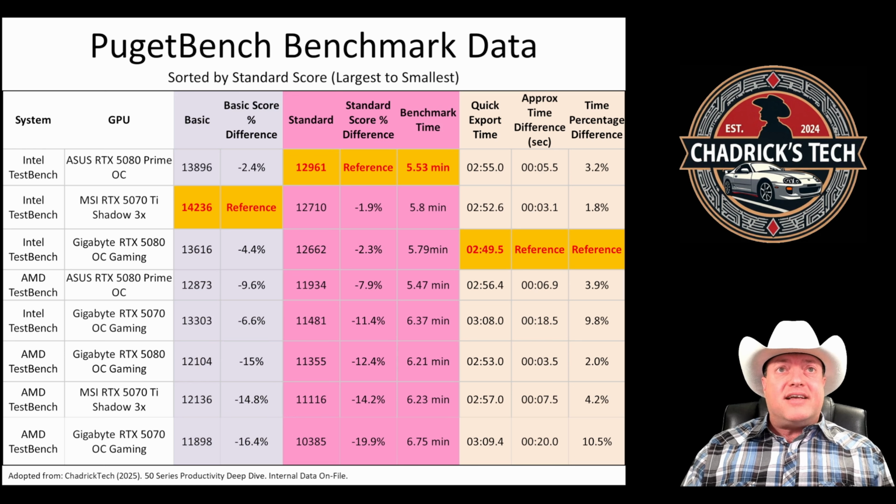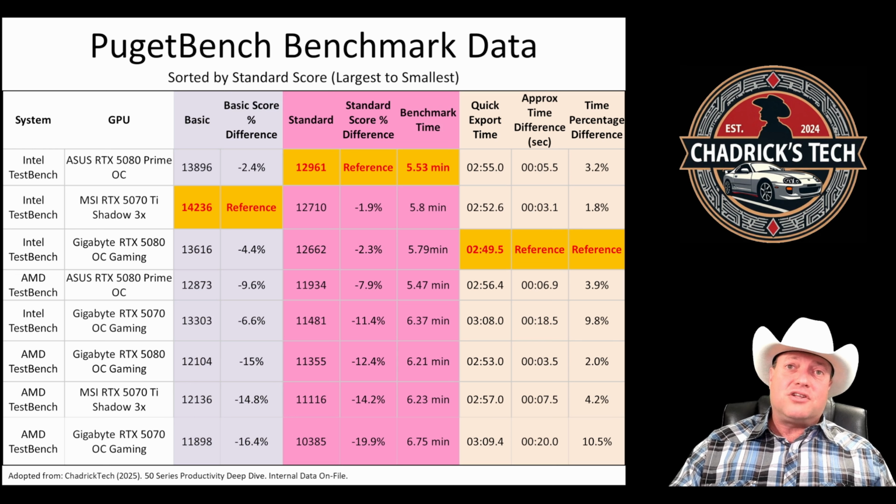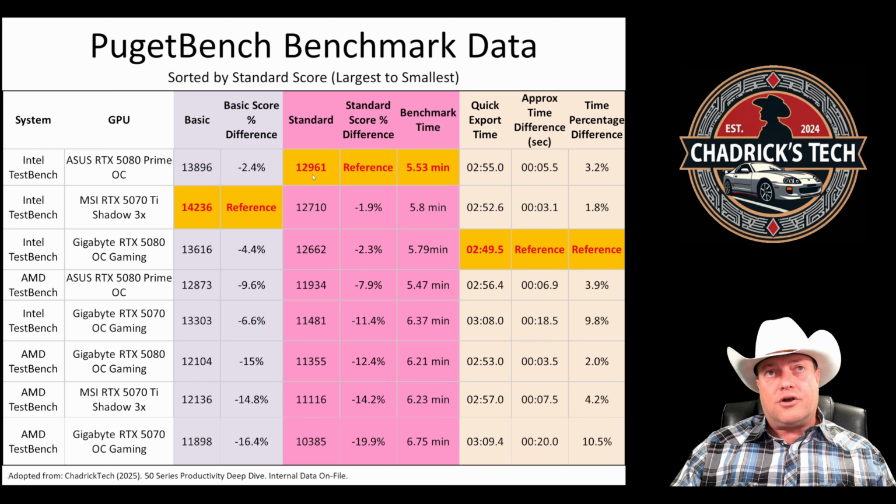That being said, the fastest system for the PugetBench was not the documented fastest card that was available. Remember, the Gigabyte 5080 OC Gaming was the fastest clock speed and showed the greatest performance in our synthetic benchmarks. That's not what we see when we start working into productivity. The fastest card was the Asus Prime OC for the Puget benchmark. It finished that in 5.53 minutes. Not the fastest time. Interesting that the benchmark time and the scores didn't always relate.